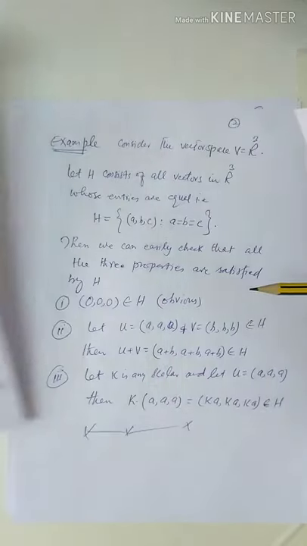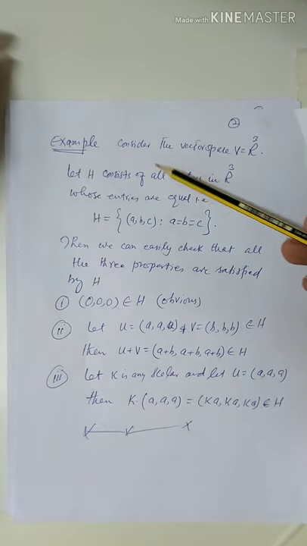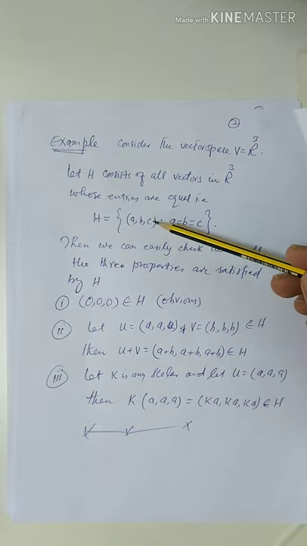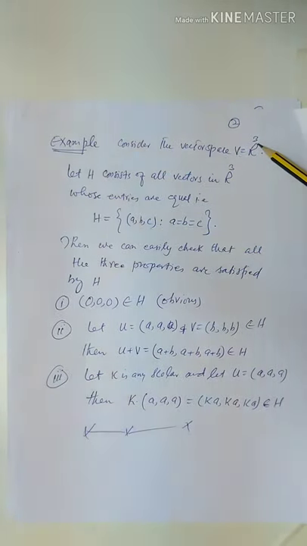So our first example is: consider the vector space V equal to R cube. You must be very clear about what it means when we say consider the vector space V is equal to R cube. R cube means every time we will have three elements in that set, just like here you can see A, B, C, so three elements.